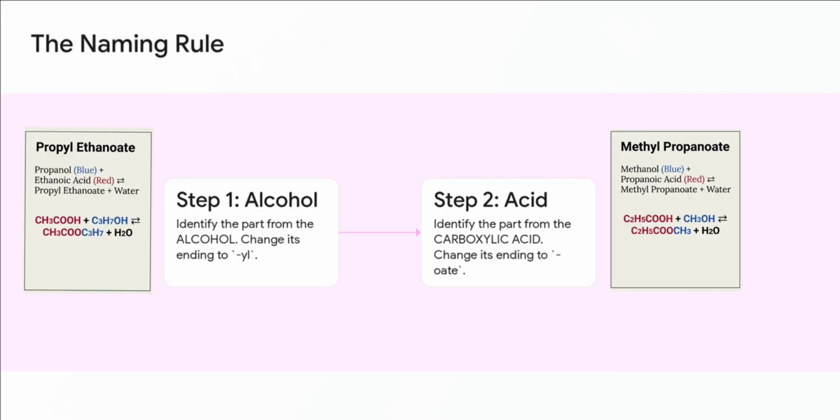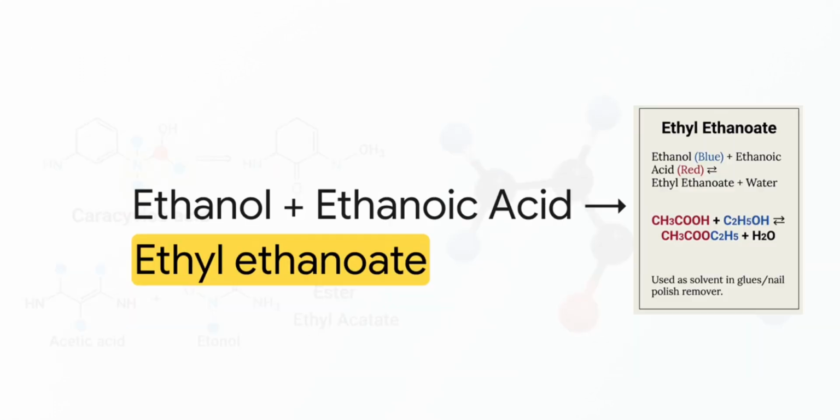Naming esters. I know, it can feel a little backwards at first, but there's a simple two-part rule. First, you name the part that came from the alcohol. That's the chunk attached to the single bonded oxygen, and you just change its ending to -yl. Then you name the part from the acid, the section with the carbon-oxygen double bond, and you change its ending to -oate. Let's try that rule right now.